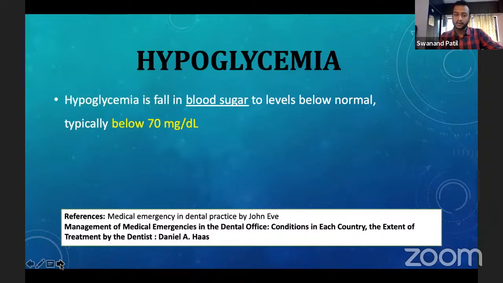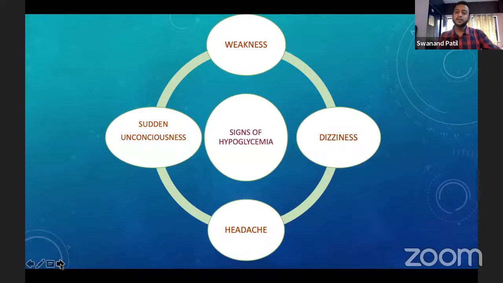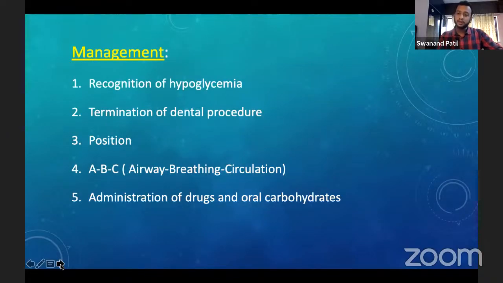Hypoglycemia is another such medical emergency. It is fall of BSL below 70 mg/dl. Differentiation between hyperglycemia and hypoglycemia by the dentist is also very important. Signs include weakness, dizziness, headache, and sudden unconsciousness. Management includes sudden termination of the dental procedure, positioning, assessing the ABC. This will come in the presentation many a time. ABC is airway, breathing, circulation, administration of drugs, and oral carbohydrates.